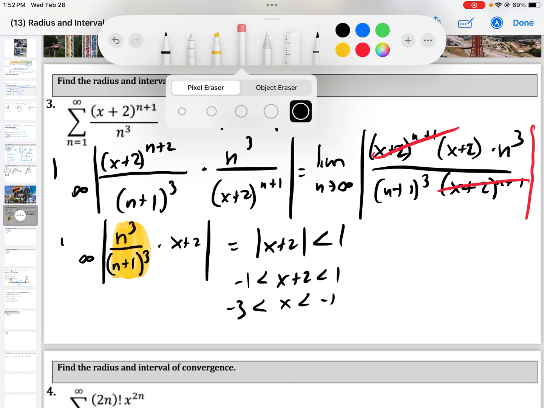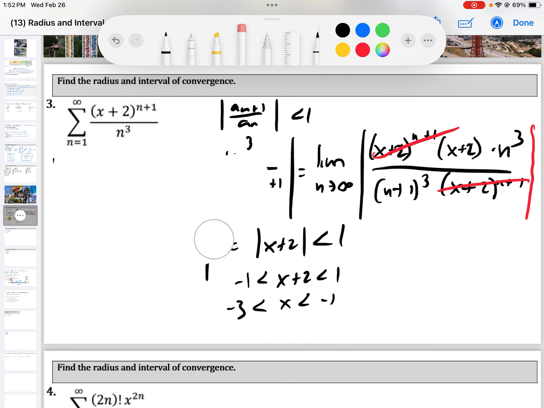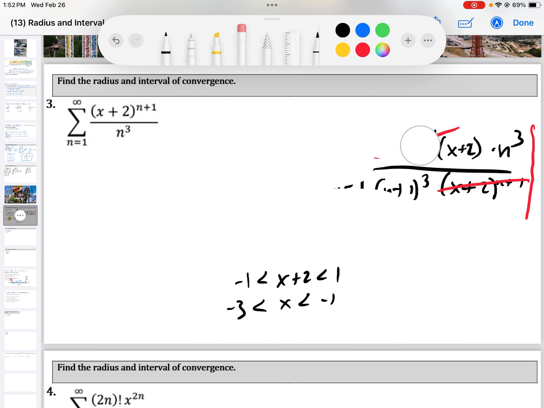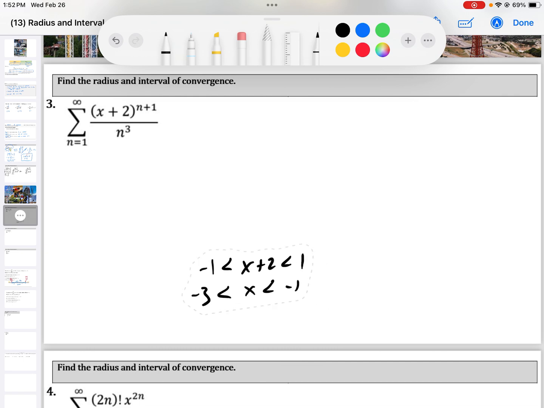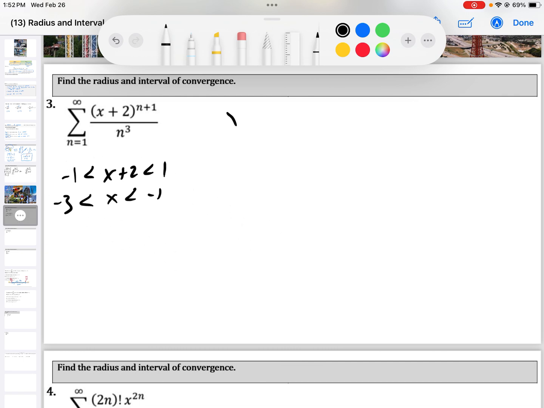We need to test when x is -3 and when x is -1, because the series could still converge for those numbers. Those are just right at the edge. So I'm going to check when x is equal to -3. Plug in -3 for x. -3 plus 1 is -1.